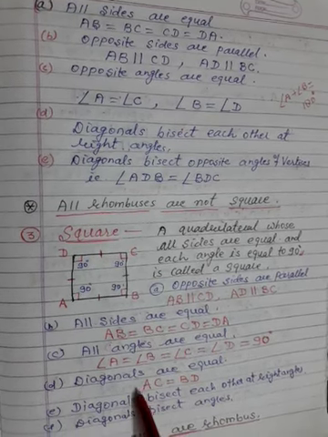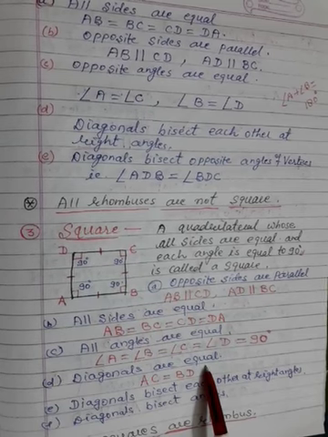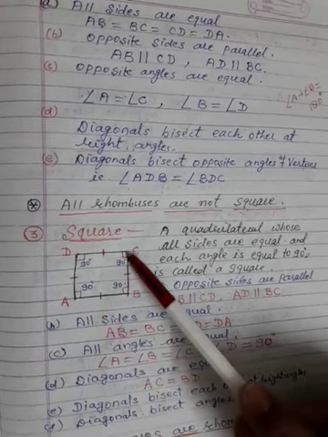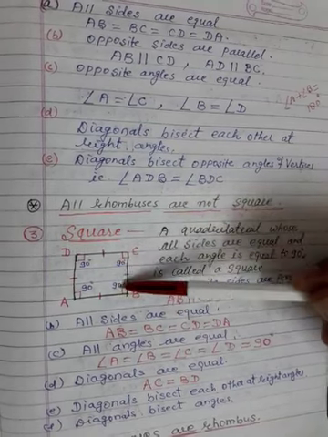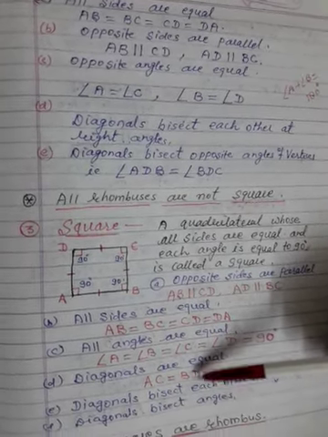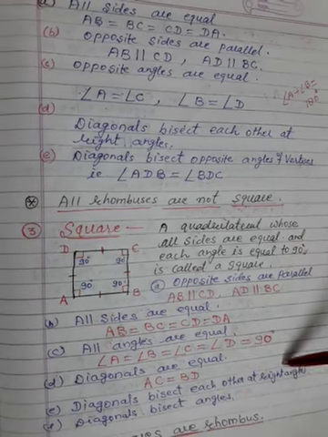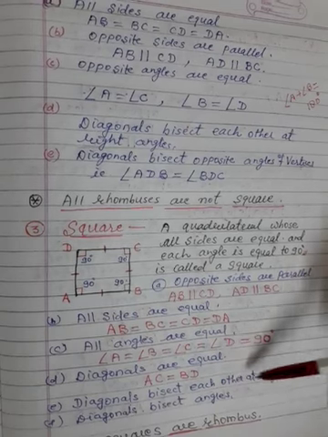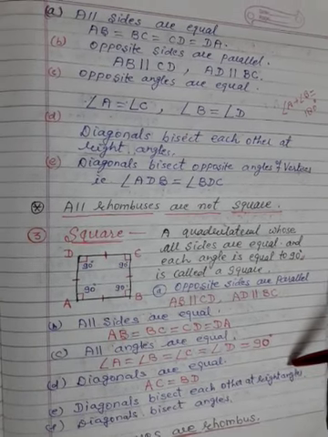Next point, diagonals are equal in length in the square. Two diagonals are there, AC is equal to BD. Both are equal in length. Diagonals bisect each other at right angles.